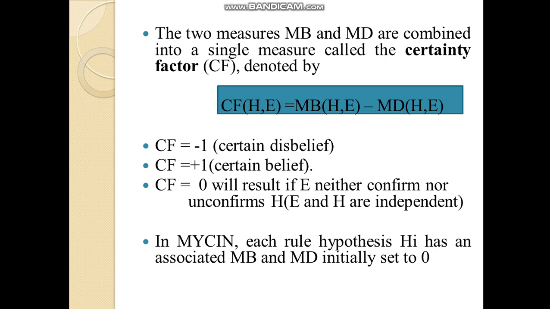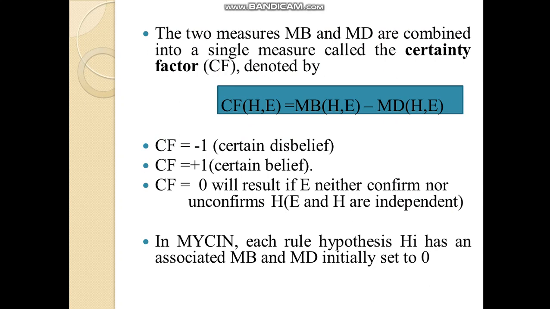If CF equals minus 1, it is certain disbelief; CF equal to plus 1 is certain belief; CF equal to 0 will result if E neither confirms nor disconfirms H.